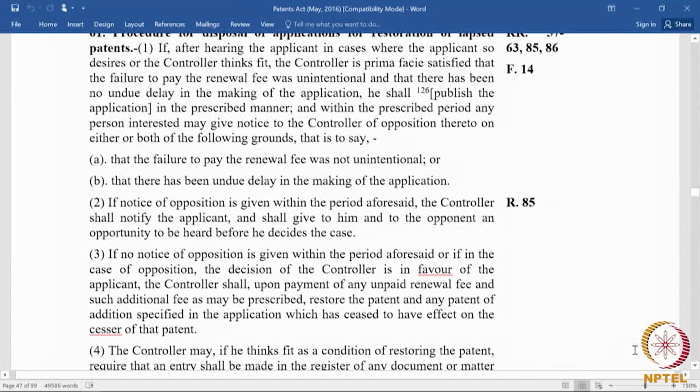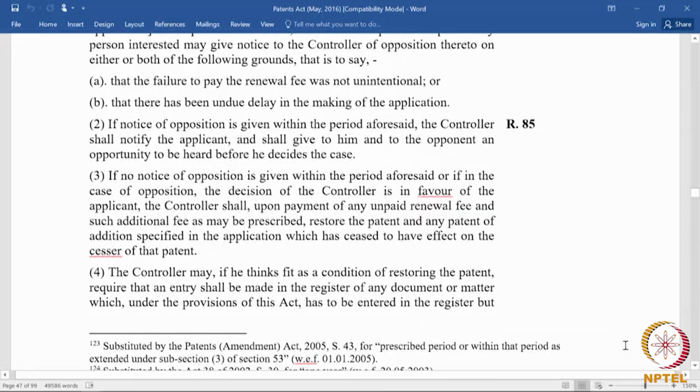Now, the grounds on which any interested person can oppose are very limited. One, the opponent can say that the failure to pay the renewal fee was not unintentional, it was deliberate, and two, that there has been an undue delay in making the application. So, these are the grounds on which the opposition can be made. The controller shall notify the applicant, and shall give him and the opponent an opportunity to be heard before deciding the case. If no notice of opposition is given within the period, the decision is in favor of the applicant.